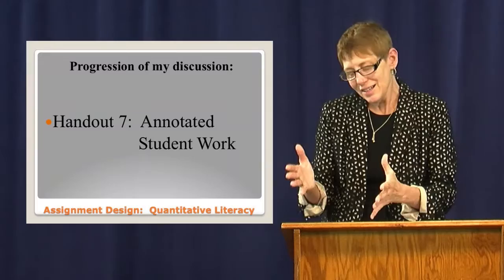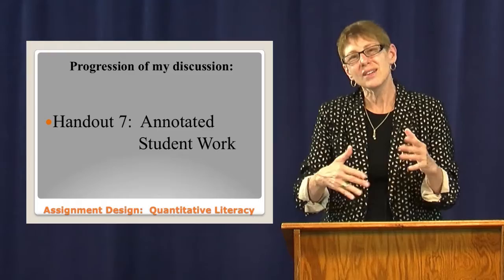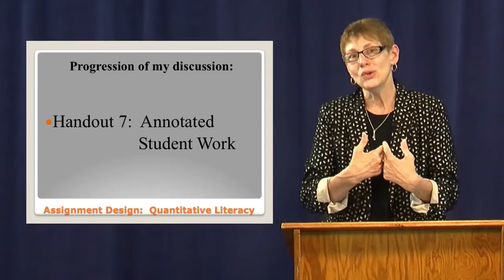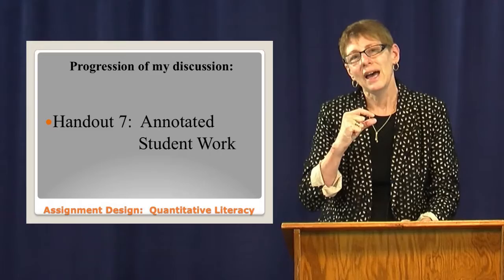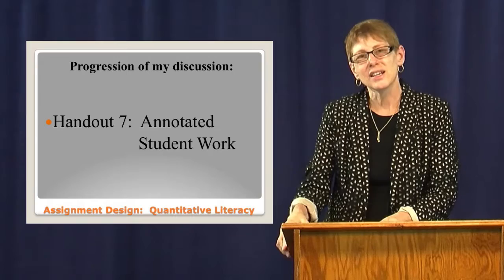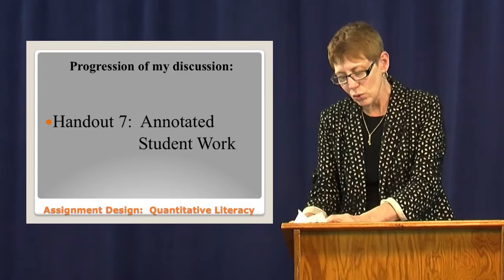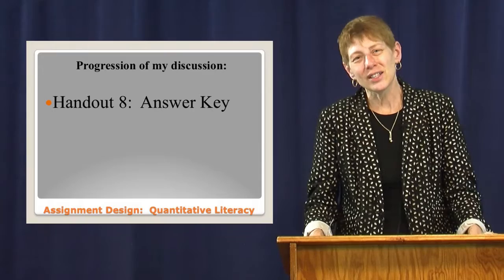The next handout that I've given you is an example of student work that resulted from that assignment. I made an attempt to annotate that, assessing that student work against the VALUE rubric. It was very difficult because I knew what the assignment instructions were and what grade I would give the student. So it was really hard for me to focus in on the dimensions of the quantitative literacy outcome, but I attempted to annotate it, and I thought that might be useful for you to have in your packet.